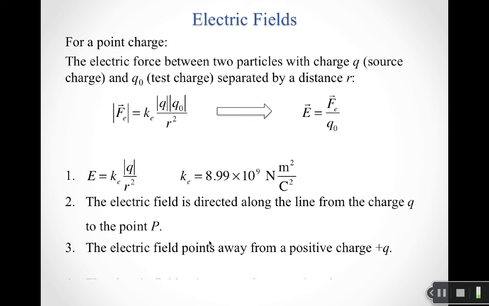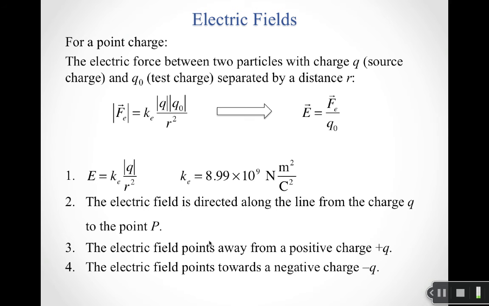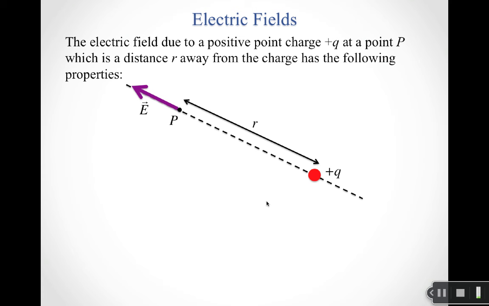What we saw on the previous slide is that the electric field will point away from positive charges and it will point towards negative charges. So these are the basic rules that we've picked up here in terms of how to calculate the electric field due to point charges.